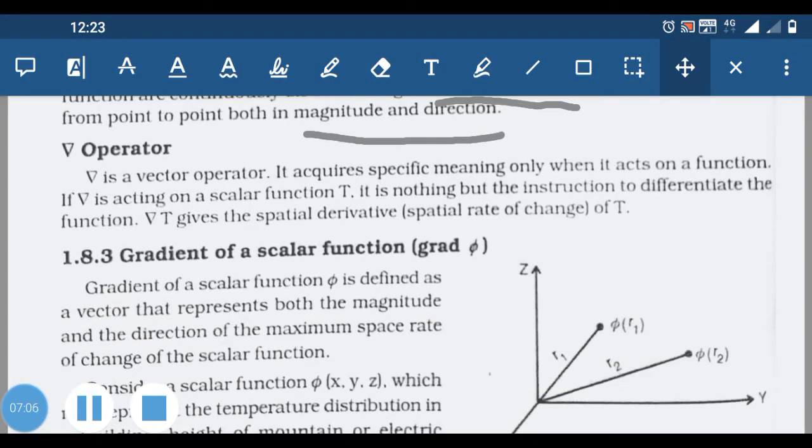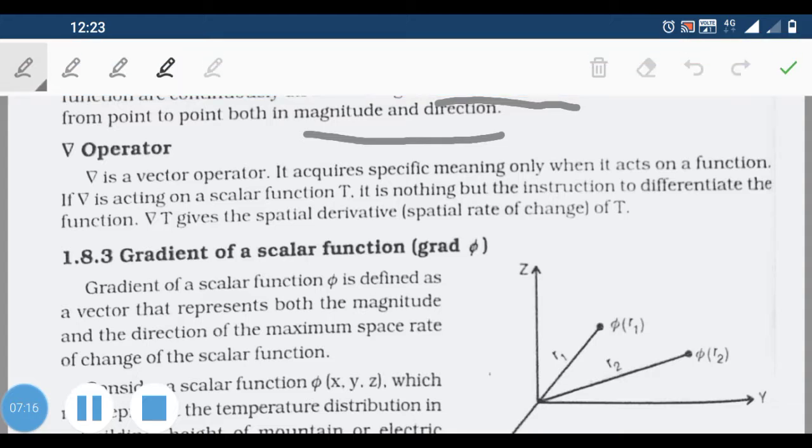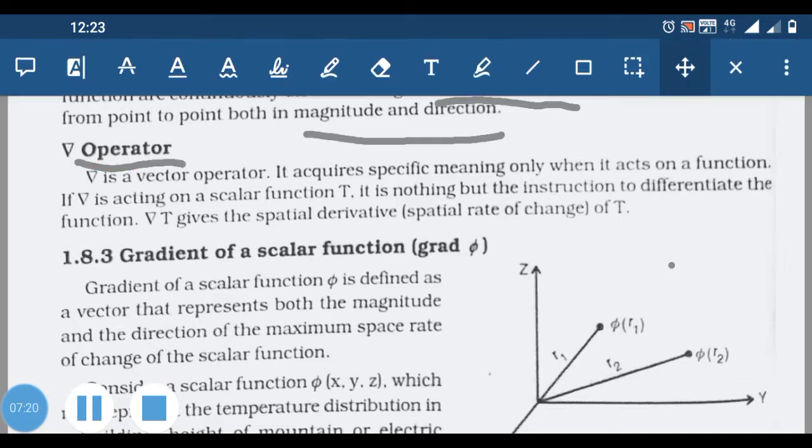Now we can come to certain operators which come in vector calculus. The first one is the del operator. This notation you can read as del operator. Del is a vector operator. It is important: del is a vector operator. It acquires specific meaning only when it acts on a function. When it acts on a function, it attains a meaning.